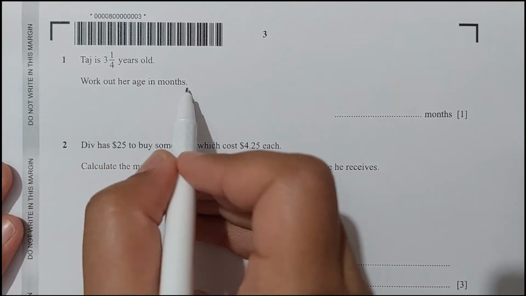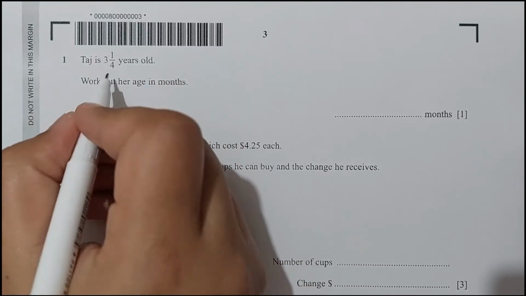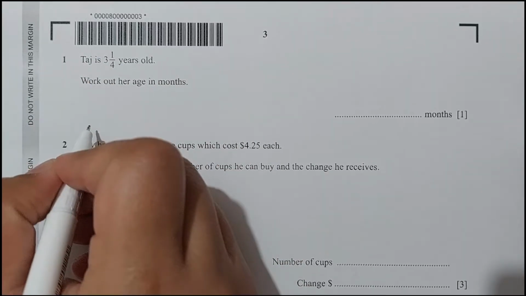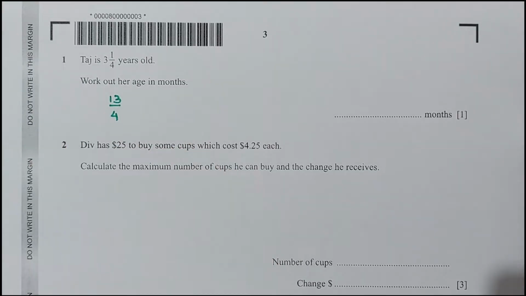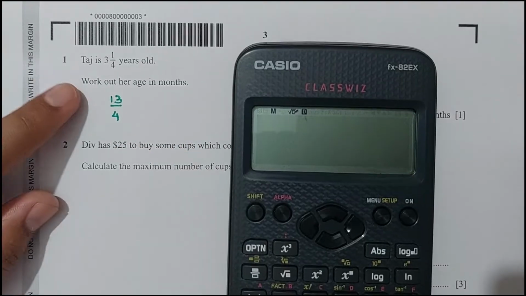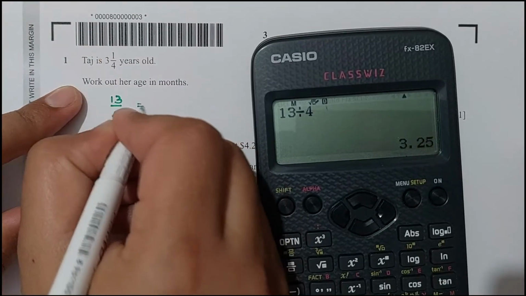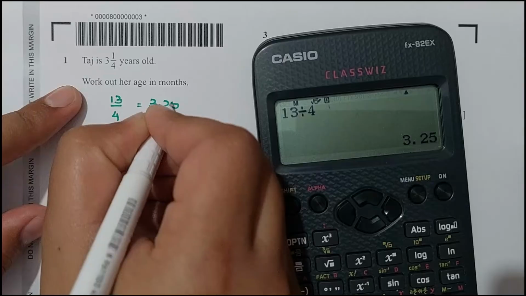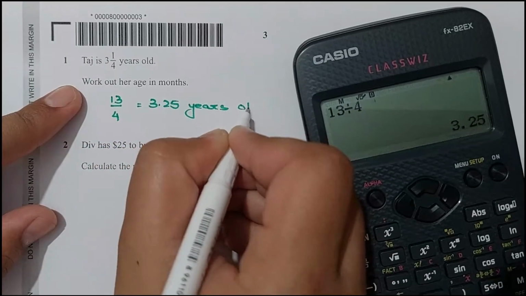Question number 1, Taj is 3 and 1/4 years old. Work out her age in months. Okay, so 4 times 3 is 12 and 12 plus 1 is 13. So she is 13 by 4 years old. Since calculator is allowed, 13 by 4 is 3.25 years old.